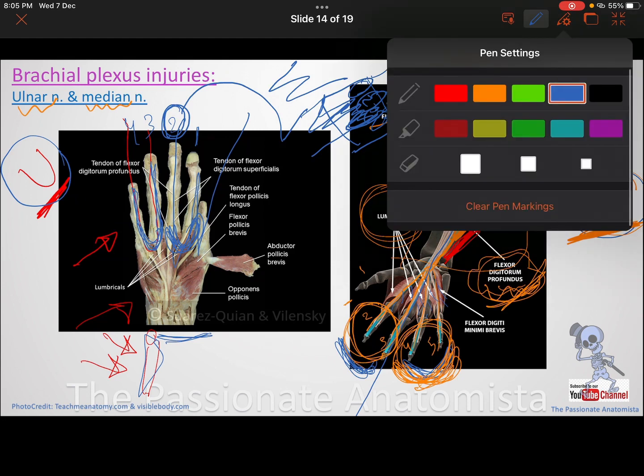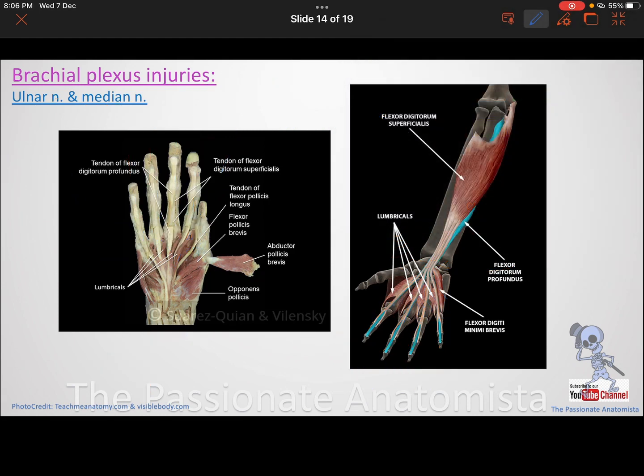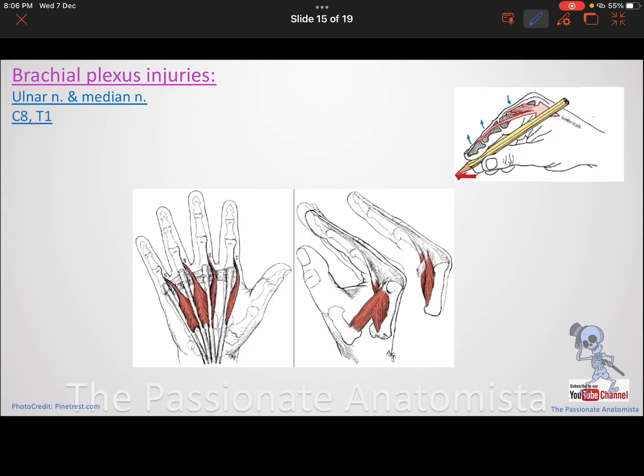All right, so why do we need to know that? Because the injury should make sense. Now we know the muscles, we know why they are supplied by median and ulnar, we know what exactly is supplied by median and ulnar. Now we will know the function so that we can understand the injury. What does the lumbricals muscle do?